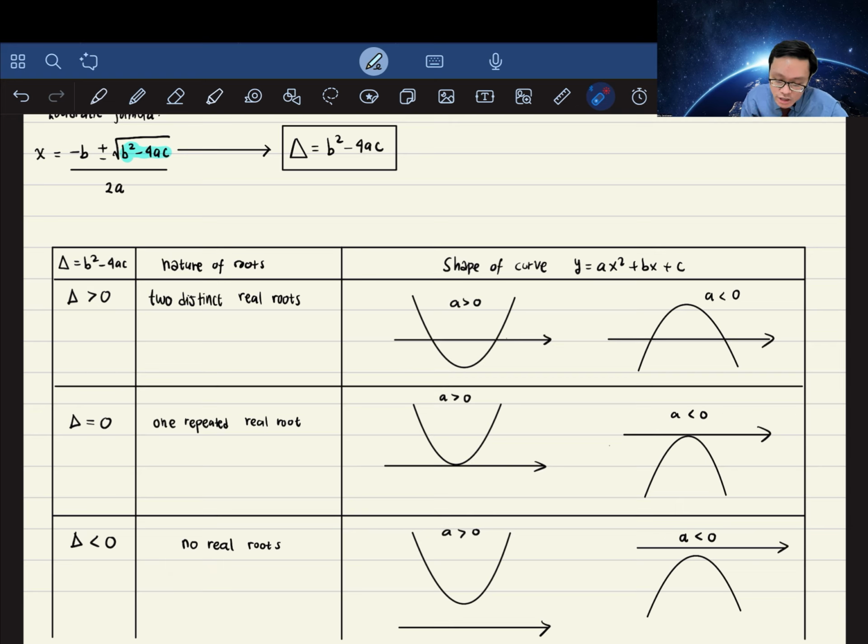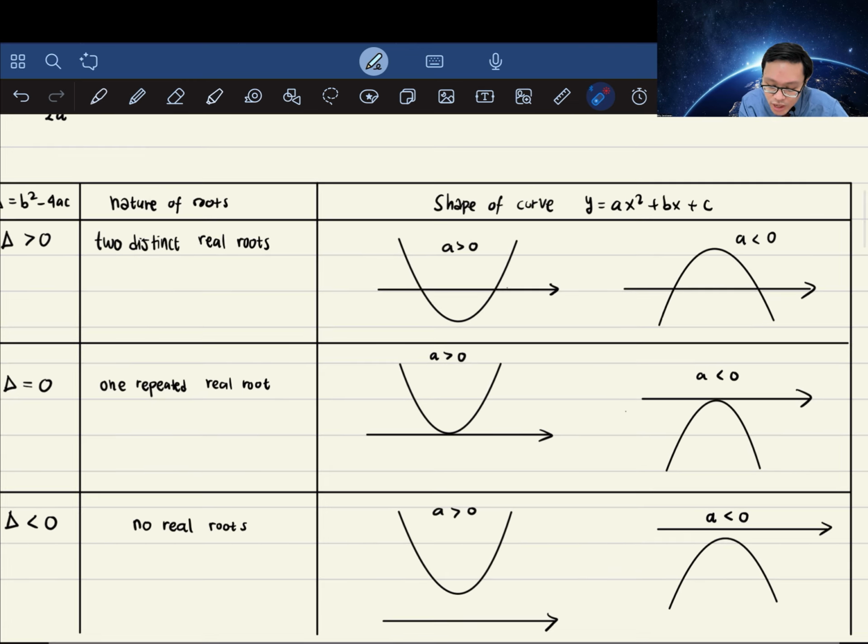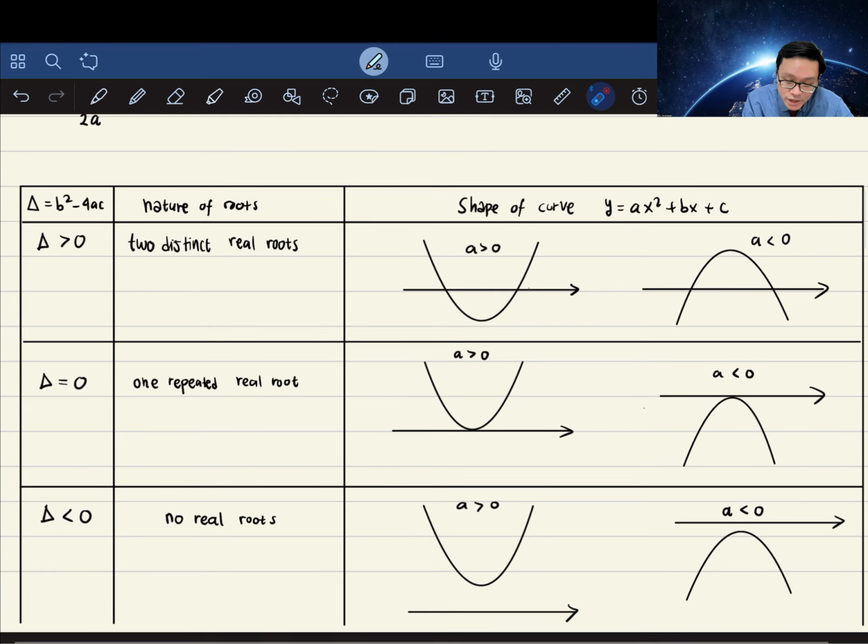Now, if we connect to the shape of a curve in a quadratic function, let's say we have the quadratic function y equals ax squared plus bx plus c, and we know that the shape of the curve depends on the value of a. Please remember, if the value of a is positive, its quadratic opens up.